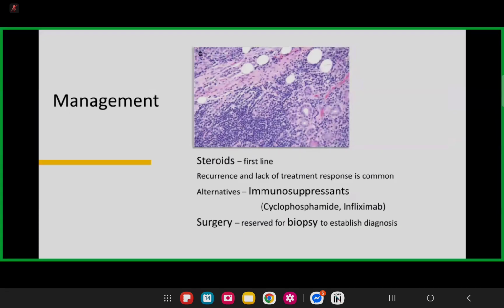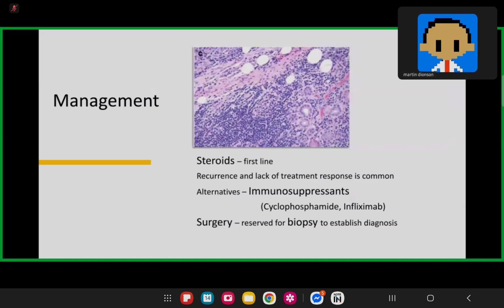Okay, so the first line in management for your NSOI is steroids. Because when you do workup, thyroid hormones are normal, so you don't need to treat them, but instead you treat the inflammation with steroids. The recurrence or a lack of treatment response is very common, so an alternative treatment will be used, such as your immunosuppressants. And lastly, surgery is reserved only to do biopsy in order for us to establish a diagnosis.